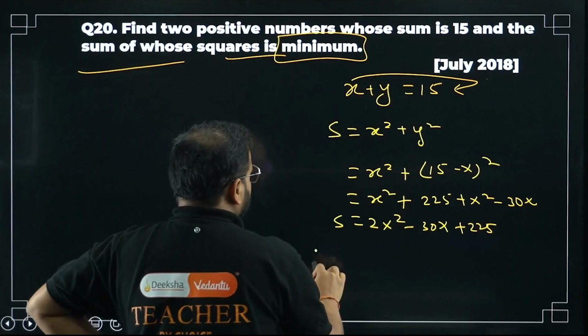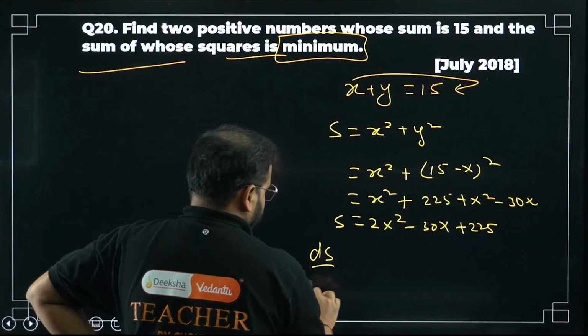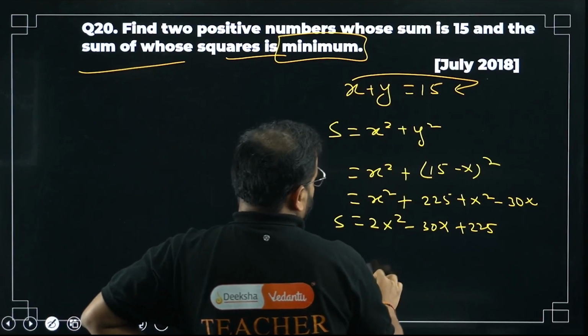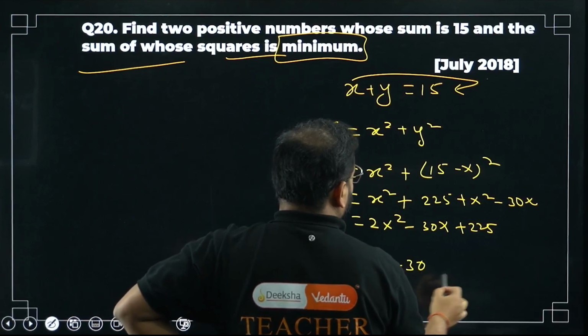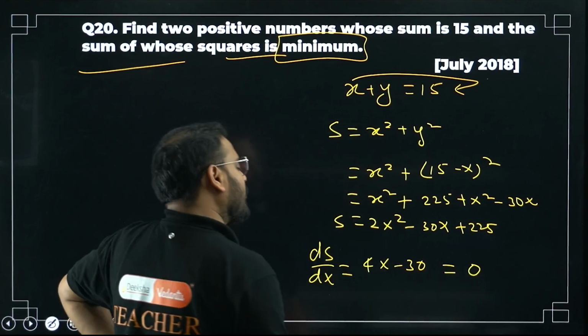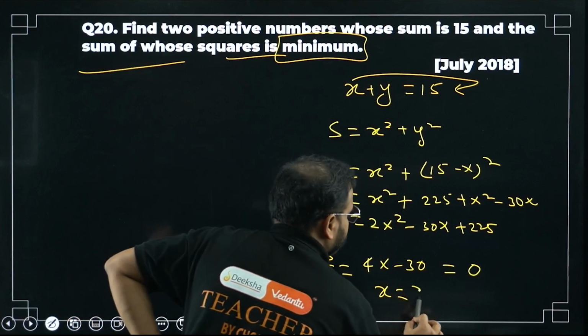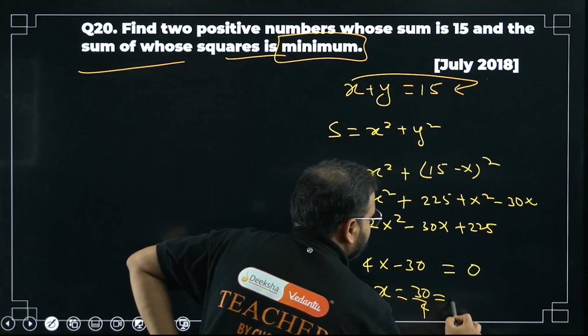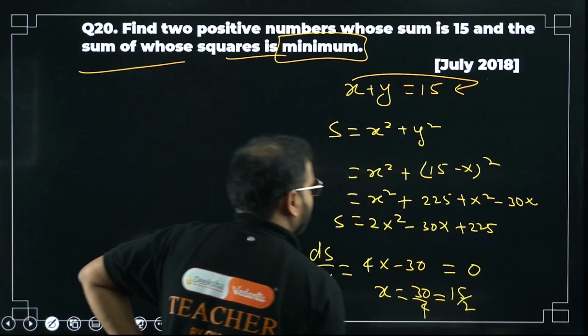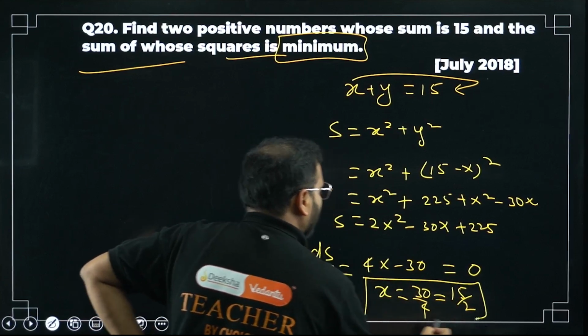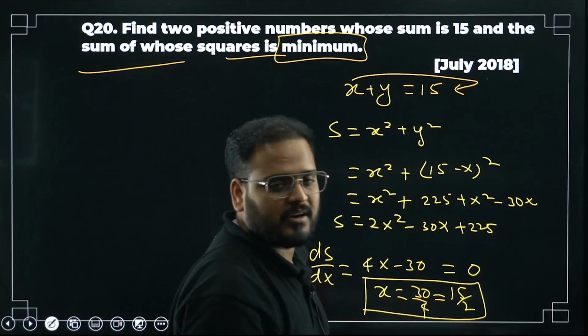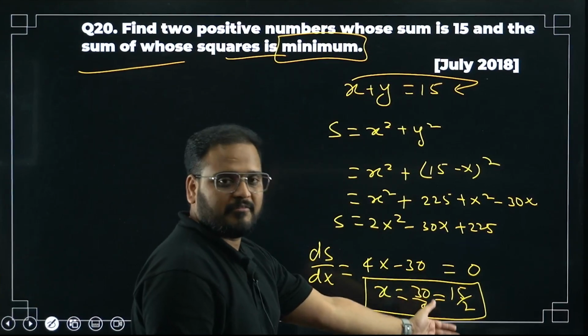So you have to find the first derivative to find the critical point. Check this out. So 4x minus 30 equals 0, to find the critical points. X is 30 by 4. How much is that? 15 by 2. Please check. We have only one critical point, 15 by 2.